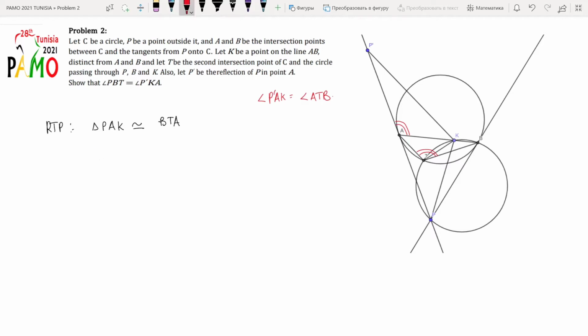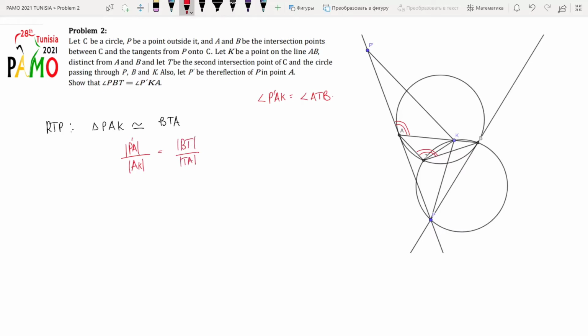So basically, if we can show this ratio is true, let's say P prime A over AK, if we can show that it's equal to PT over TA, then we're going to be done.